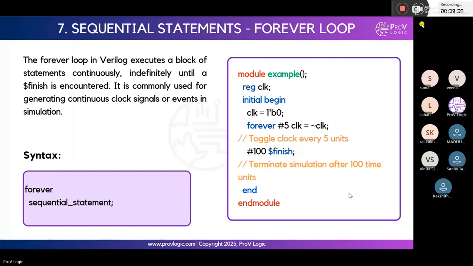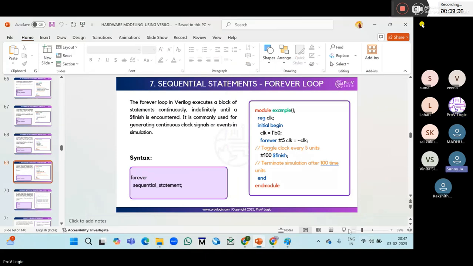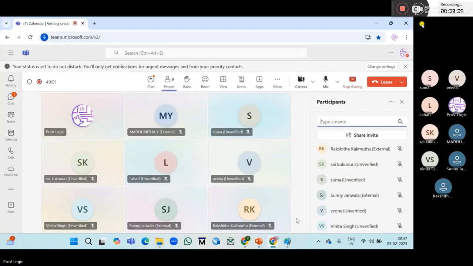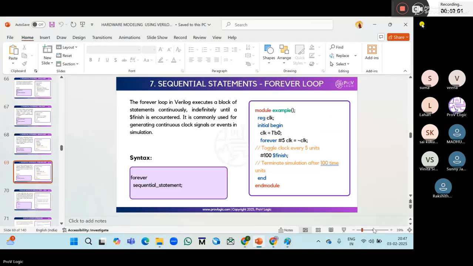Others, Sunny, Sai, Veena. Sunny, do you know Verilog HDL? Yeah, ma'am, a little bit. Okay. What about Sai Kukunri? No, ma'am, I'm new to it. Okay. Veena? Yeah, I have a basic understanding. Okay. Fine.